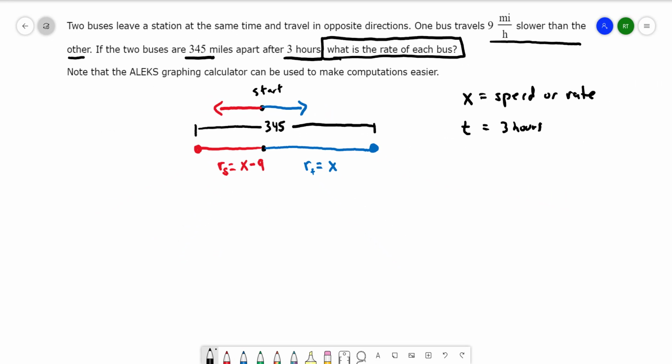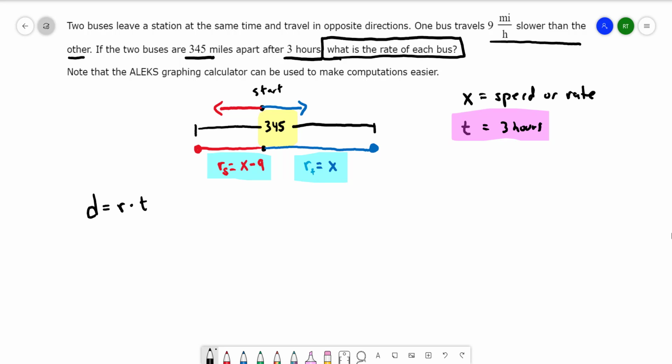Notice that we have a distance, so this 345 is a distance. These, the r, are rates, and they also gave us a time here. So we have 3 different variables: distance, rate, and time. There's a formula that relates all 3 of them, and the formula is d equals r times t. So distance is equal to rate times time.